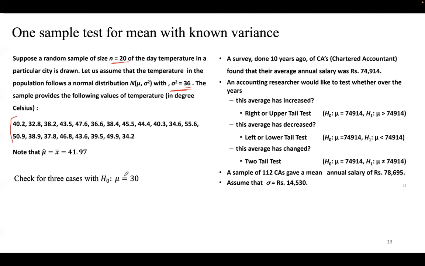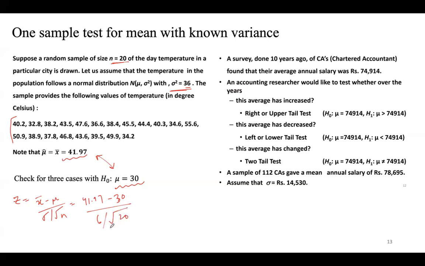Now you want to check whether the mean of the population and the mean of the sample are equal. The way it's going to be solved is we define the z variable as x bar minus mu divided by sigma by root n. If you solve this, it's going to be 4.97 minus 30 divided by 6 divided by root of 20.